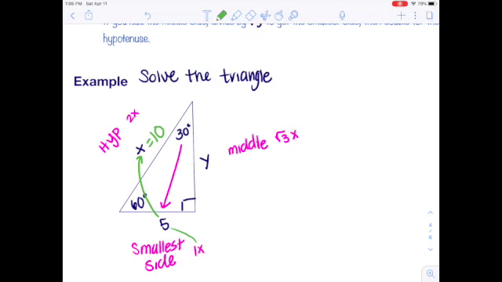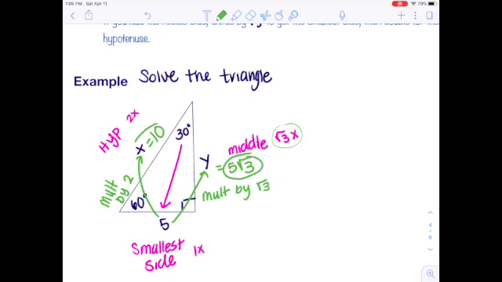And then to get, so I multiplied by 2. And then to go from your smallest side to get to your middle side, you're going to multiply by your root 3. So you take that x of 5 and plug it into your ratio here, and you get 5 radical 3. So your triangle has side lengths of 5, 10, and 5 root 3.